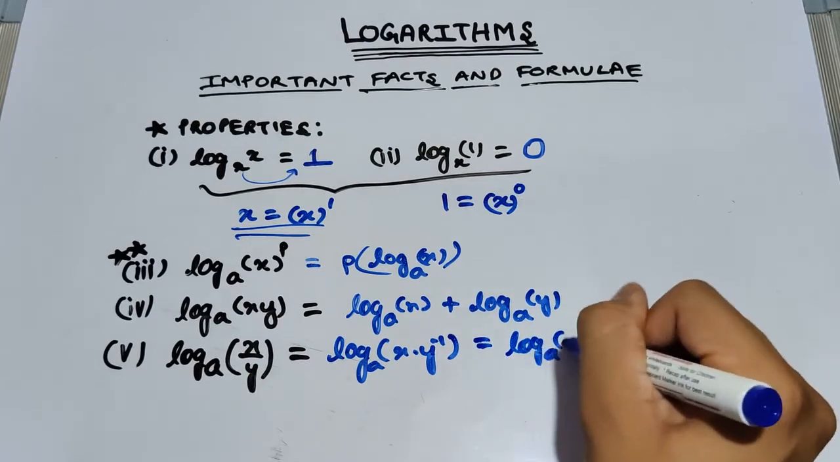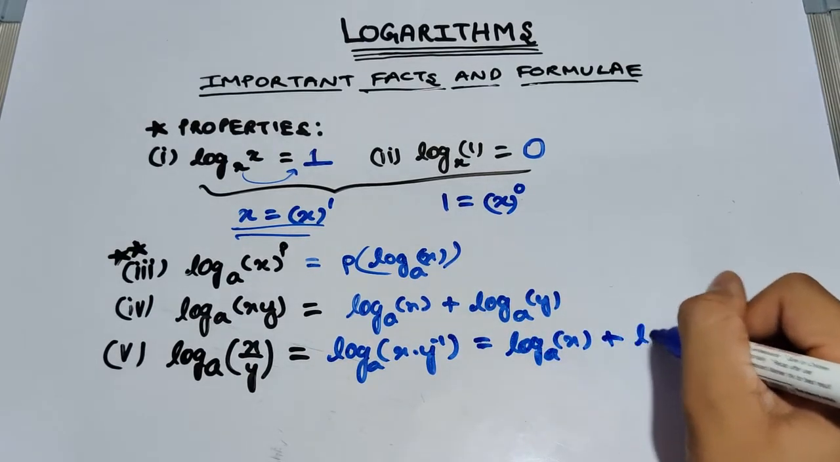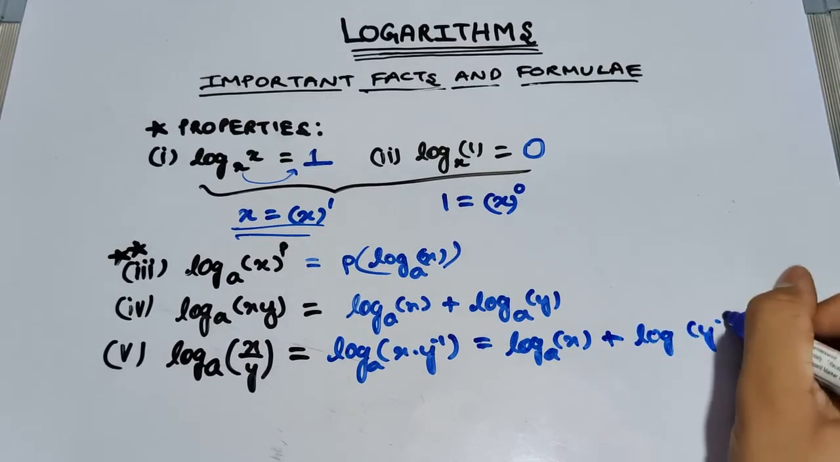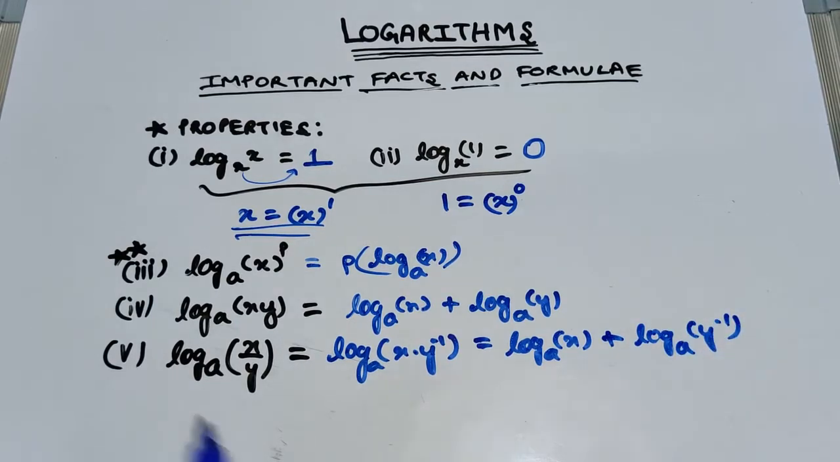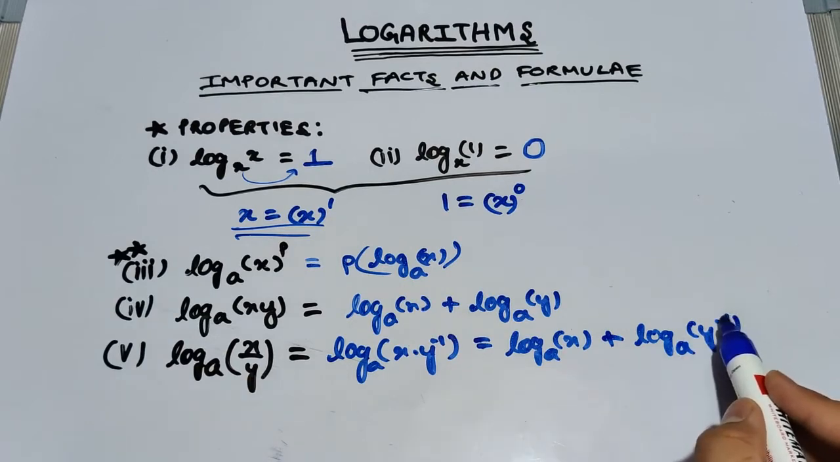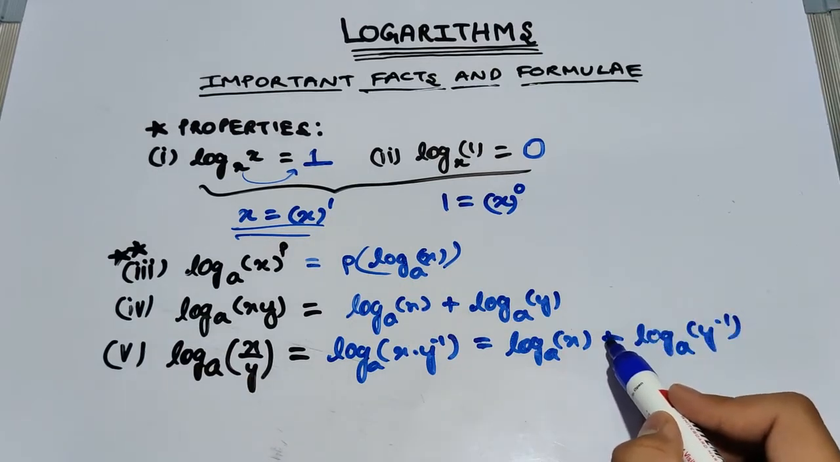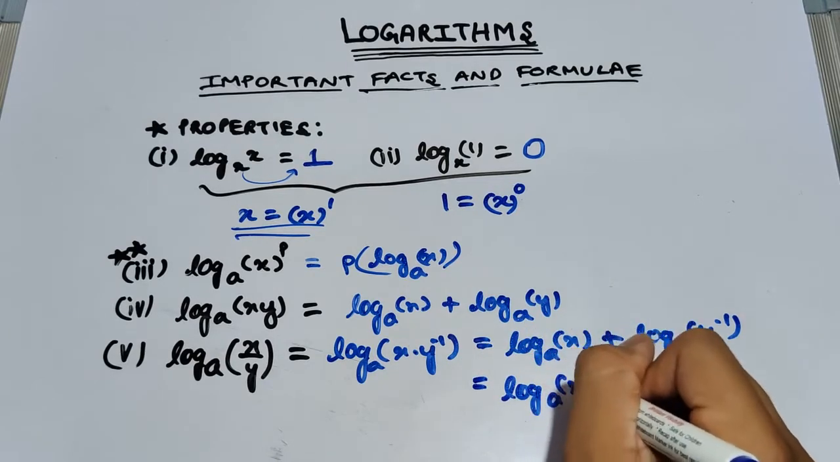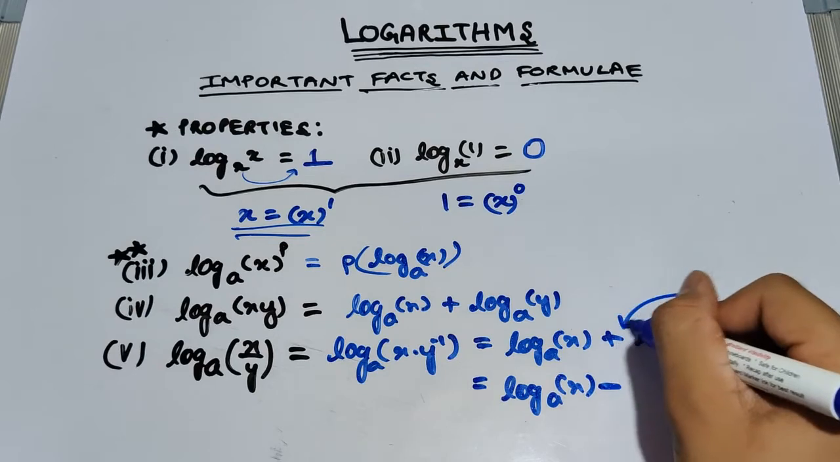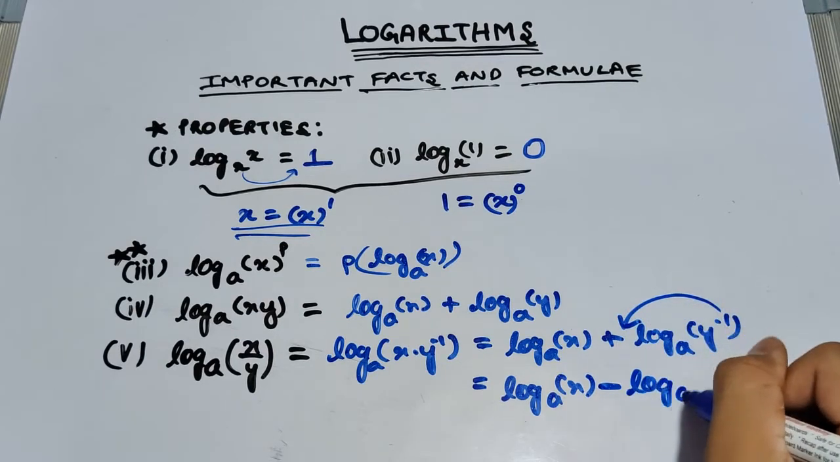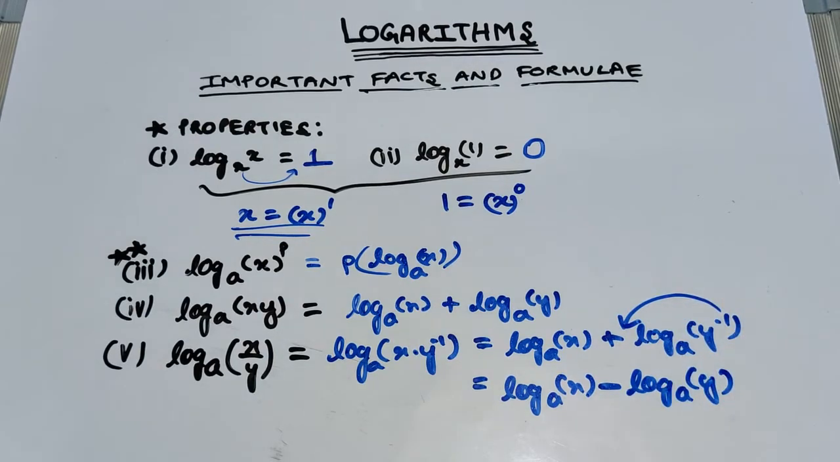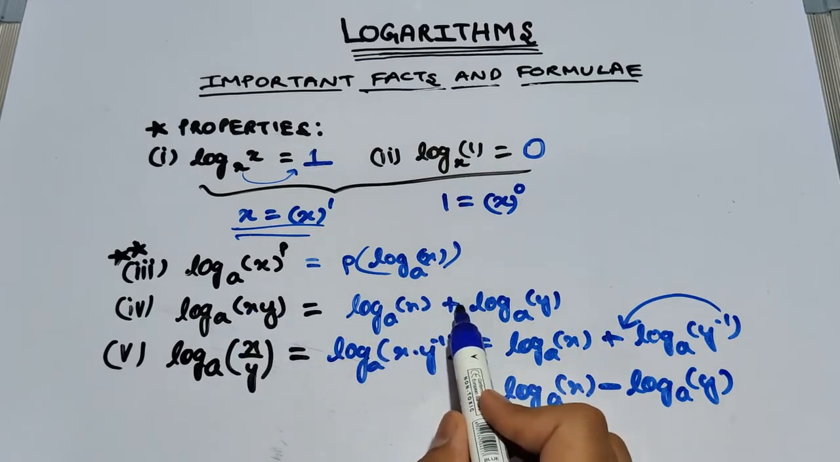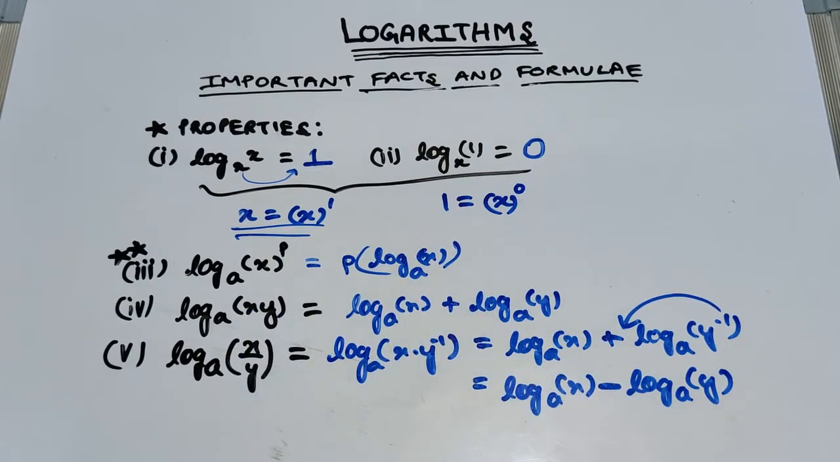So log of x base a plus log of y to the power minus 1 base a. And in the third property we saw that the power in this term y can be taken out as a multiplication factor here. So it can be written as log of x base a, this minus comes here and it will become log of y base a. So we can simply keep this in mind that multiplication breaks into addition and division breaks into subtraction. This is very easy to remember. Now let us look at some more properties.